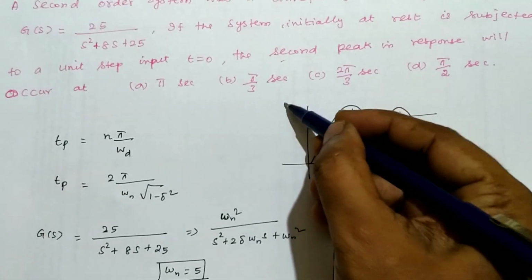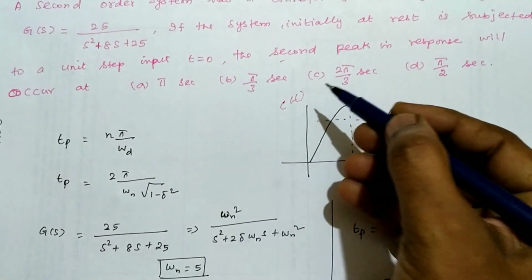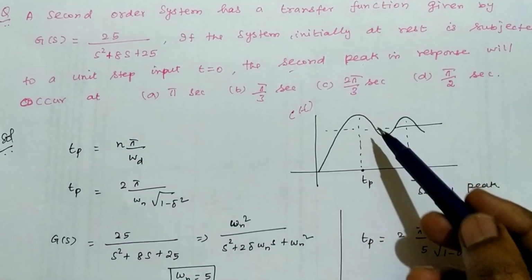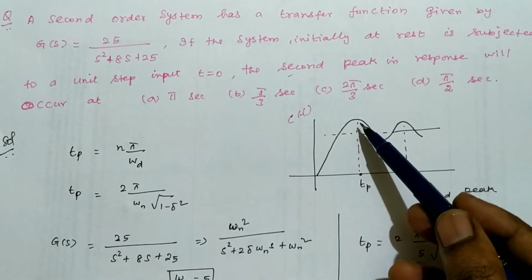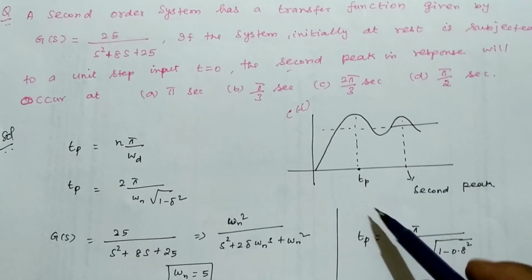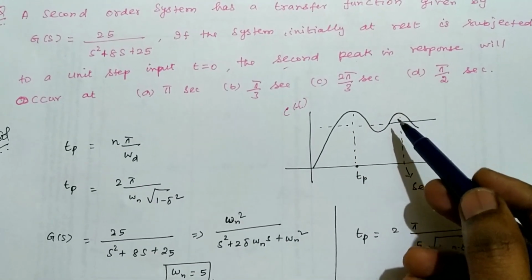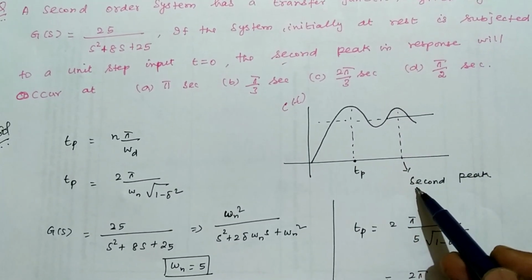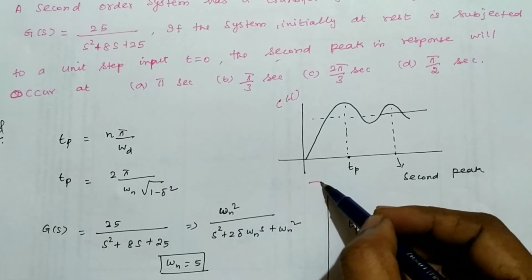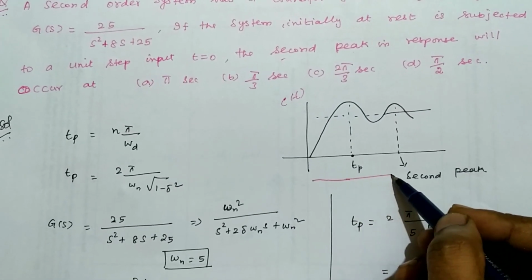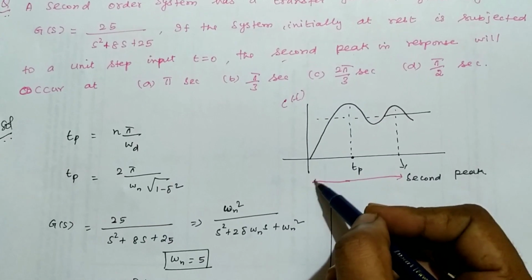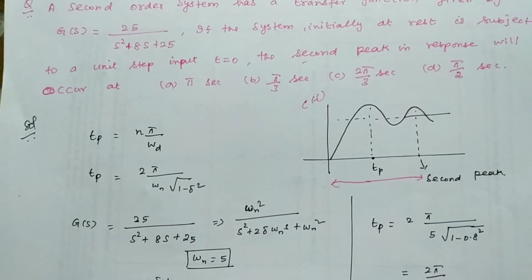So here we know the response of a second order system. This is the graph. This is the first peak. tp is called the first peak time. Again the second peak occurs here. So this is the second peak. The question asked is what is the second peak time, the time from here to here.